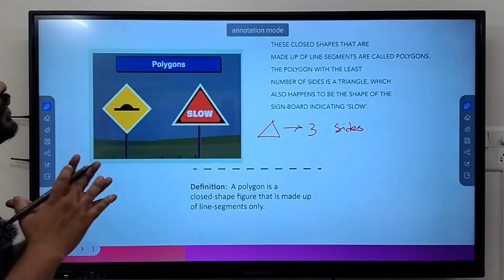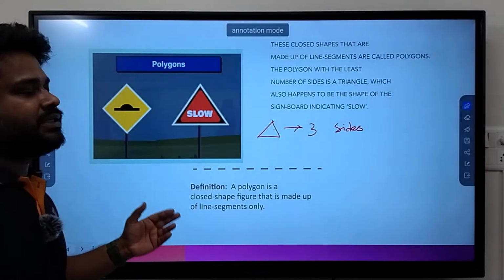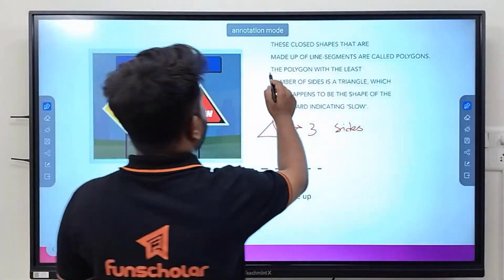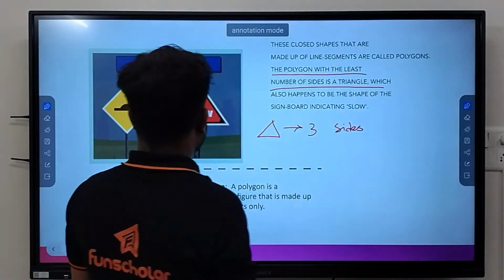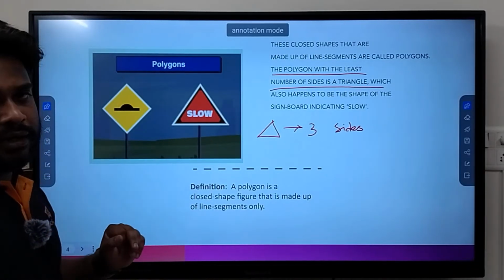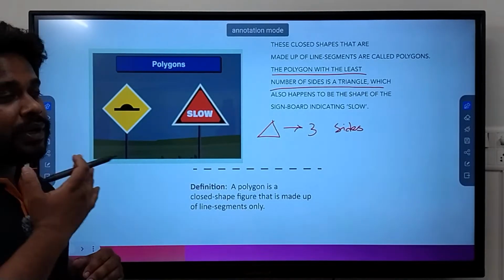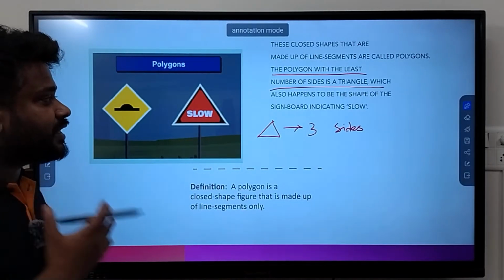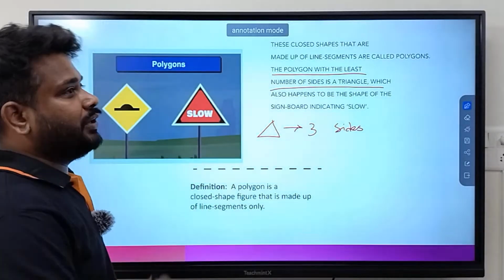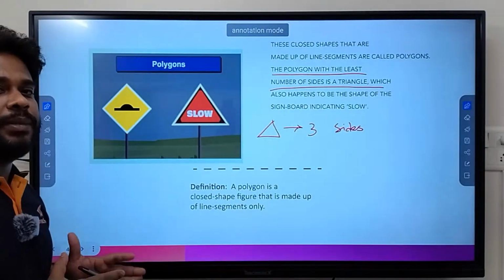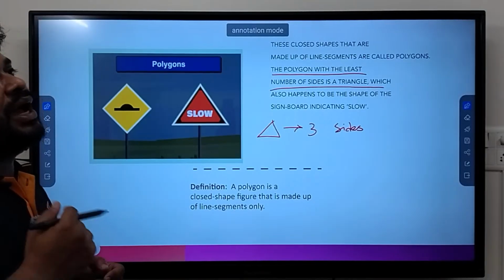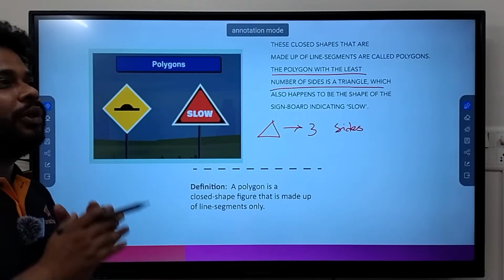Okay, all the closed shapes made up with line segments are called polygons. The polygon with the least number of sides is a triangle. Just like this one is a triangle, this one will be a quadrilateral. Some mathematicians don't consider a triangle as a polygon. They consider it a closed figure, but not a polygon, because a triangle sometimes doesn't follow all the rules of a polygon.